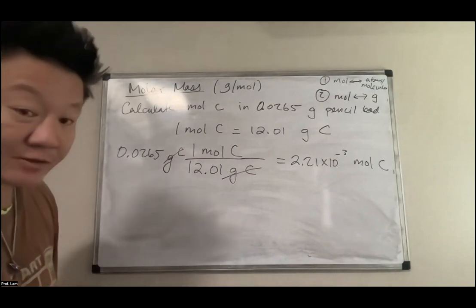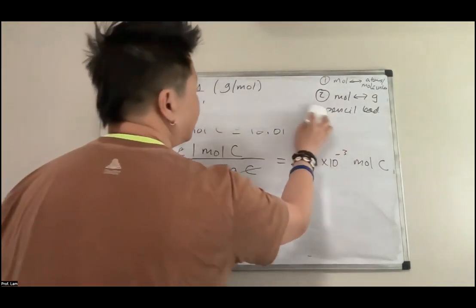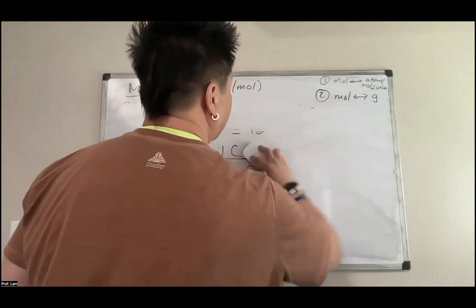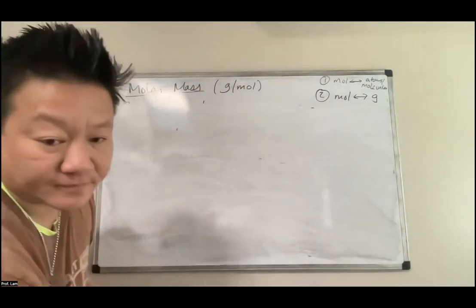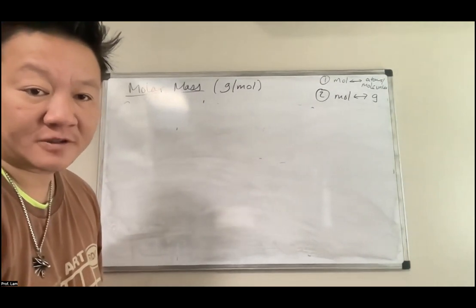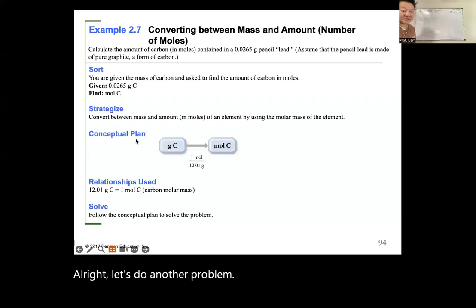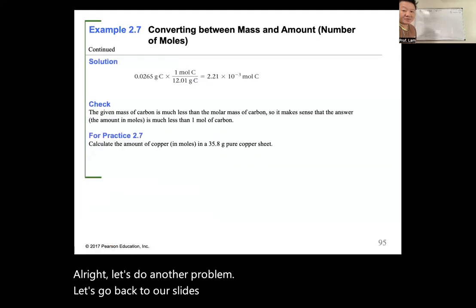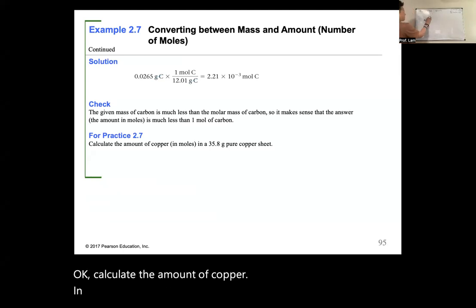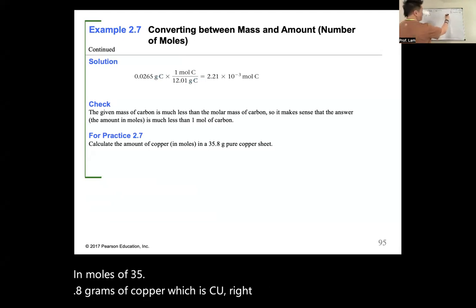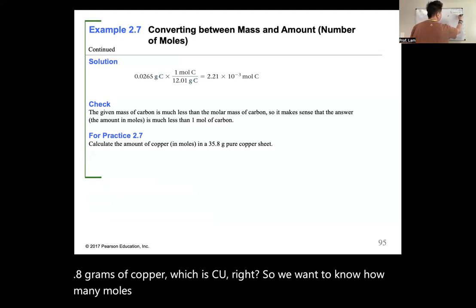All right, let's do another problem. Back to our slides here. Calculate the amount of copper in moles of 35.8 grams of copper, which is Cu. So we want to know how many moles of copper that is.